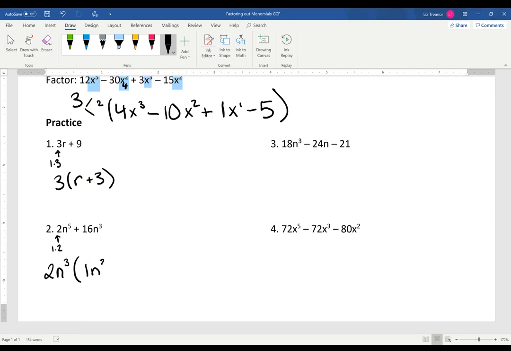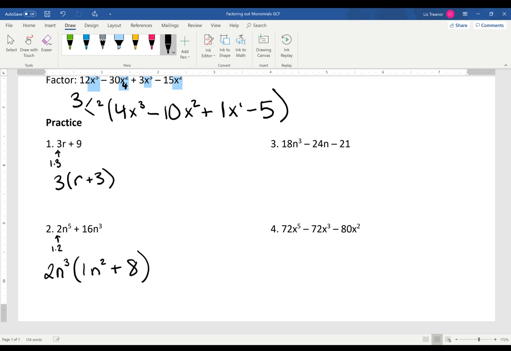I already have a 3, but I need 5. So I know this has to be squared because 3 plus 2 is 5. Plus, I have 2. I need 16. 2 times 8 is 16. And I already have an n cubed that we're going to be multiplying by, so I don't need any more n's. And that's that. And remember, you don't need that 1 here. I tend to not write it, but you can leave it if you want.